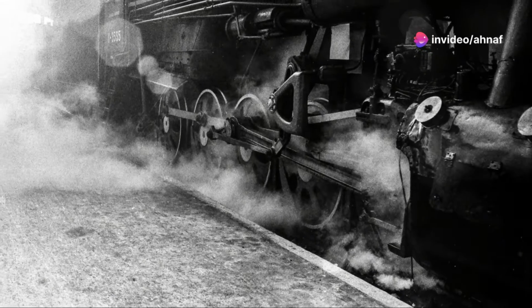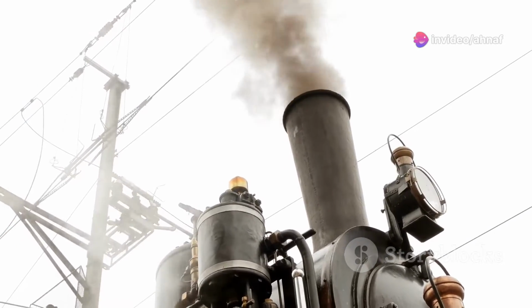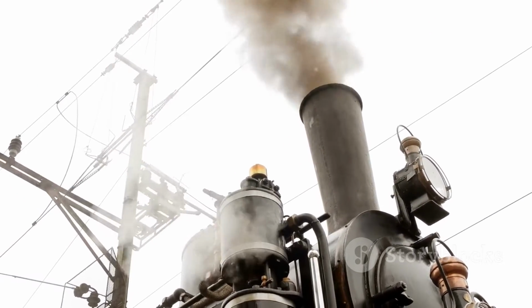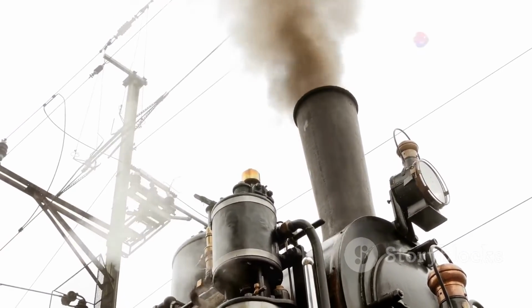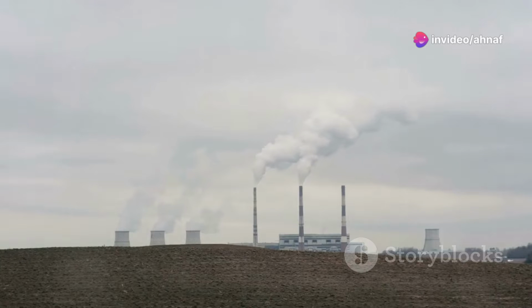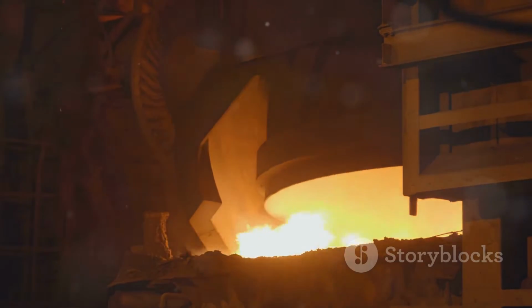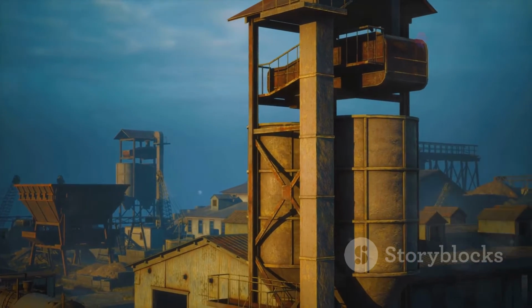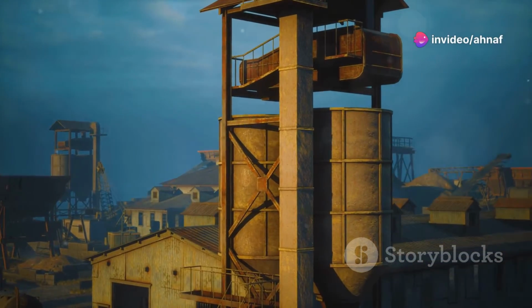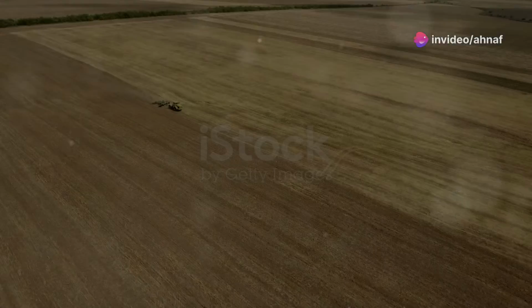Another pivotal invention was the steam engine. The steam engine provided a new source of power, replacing human and animal labor. This innovation revolutionized transportation and manufacturing. Factories powered by steam engines sprang up, changing the landscape of towns and cities. The development of iron-making techniques and the use of coal as fuel further accelerated industrial growth. These technological advancements marked a turning point in human history, propelling the world towards a new era of industrialization.